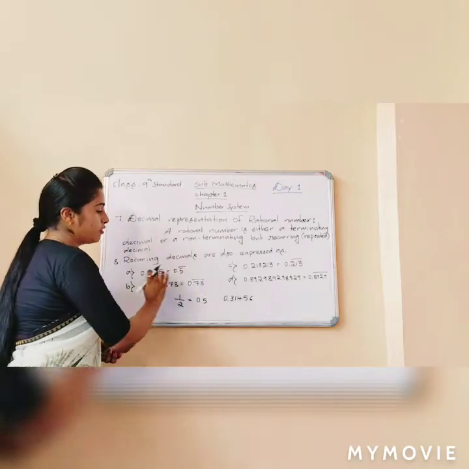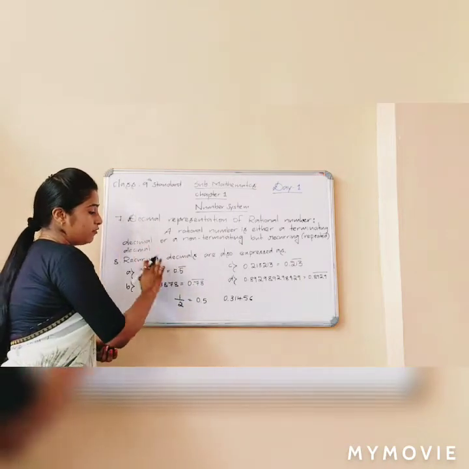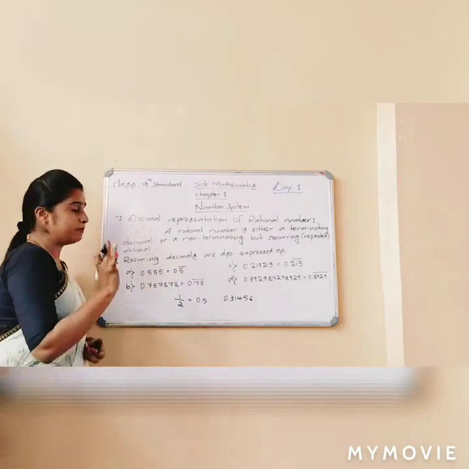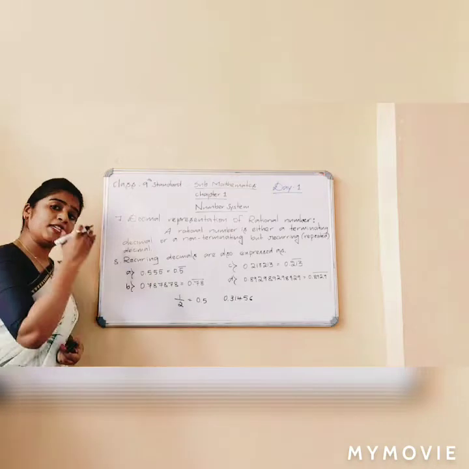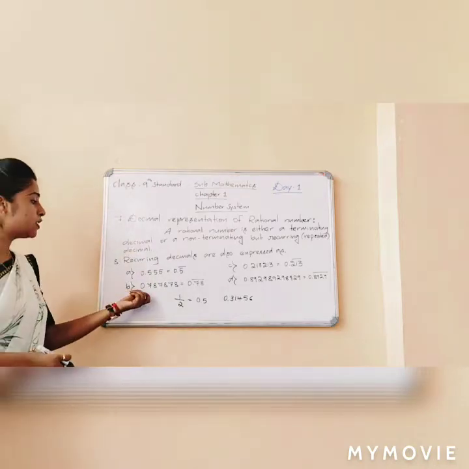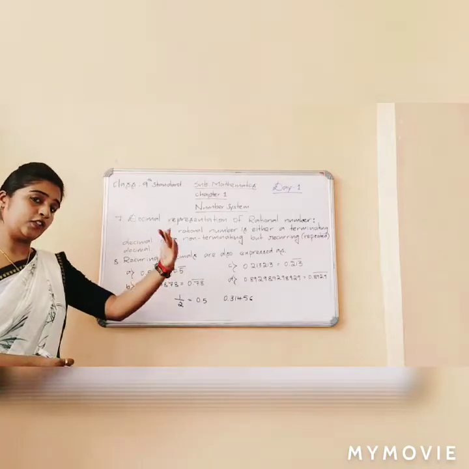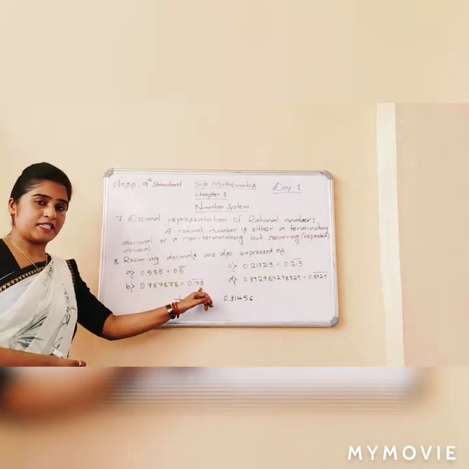We do not put the bar for the whole number, that is 0.5. For the whole 0.5 we cannot put the bar. Only for 5 we have to put the bar, because 5 is repeating continuously. In the same way, 0.7878. Since 78 is repeating continuously, we have to put the bar for 78.